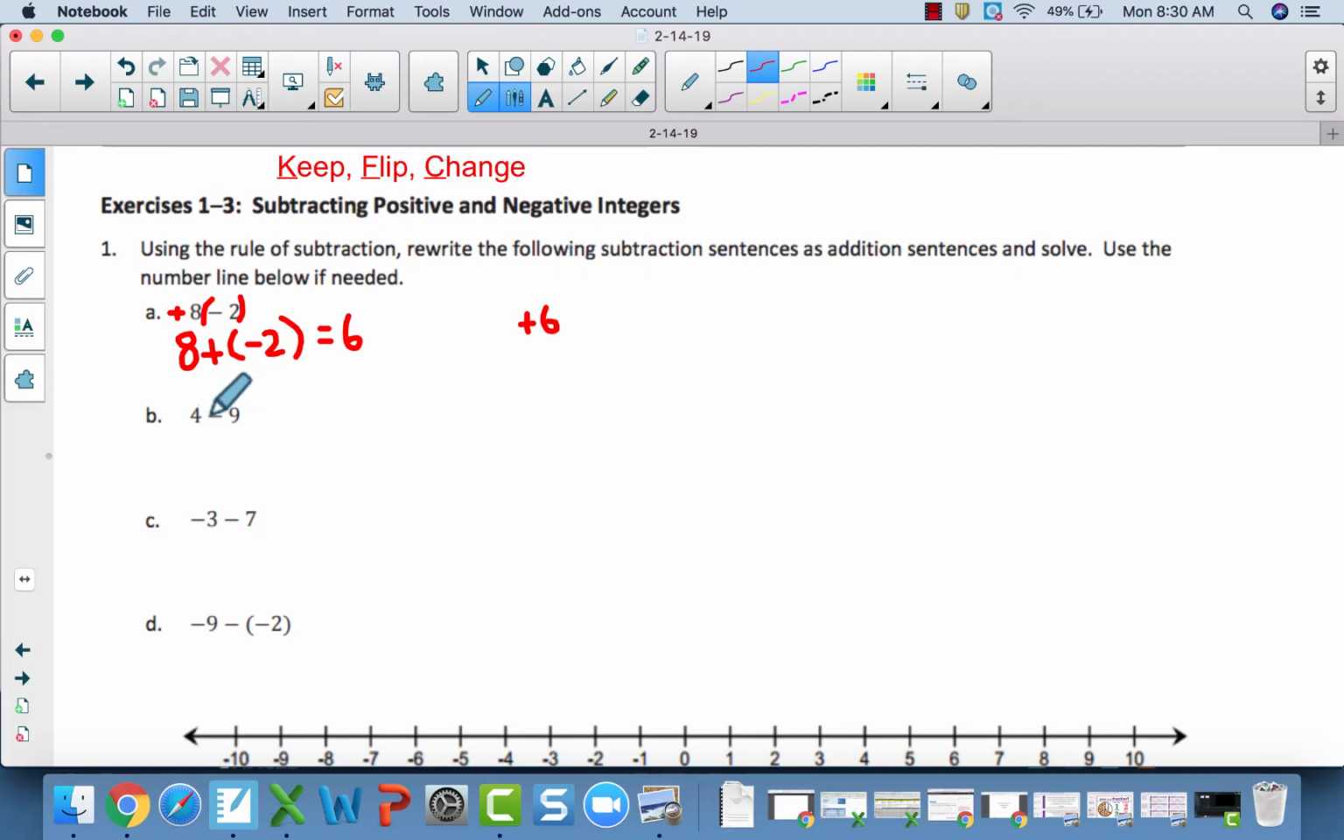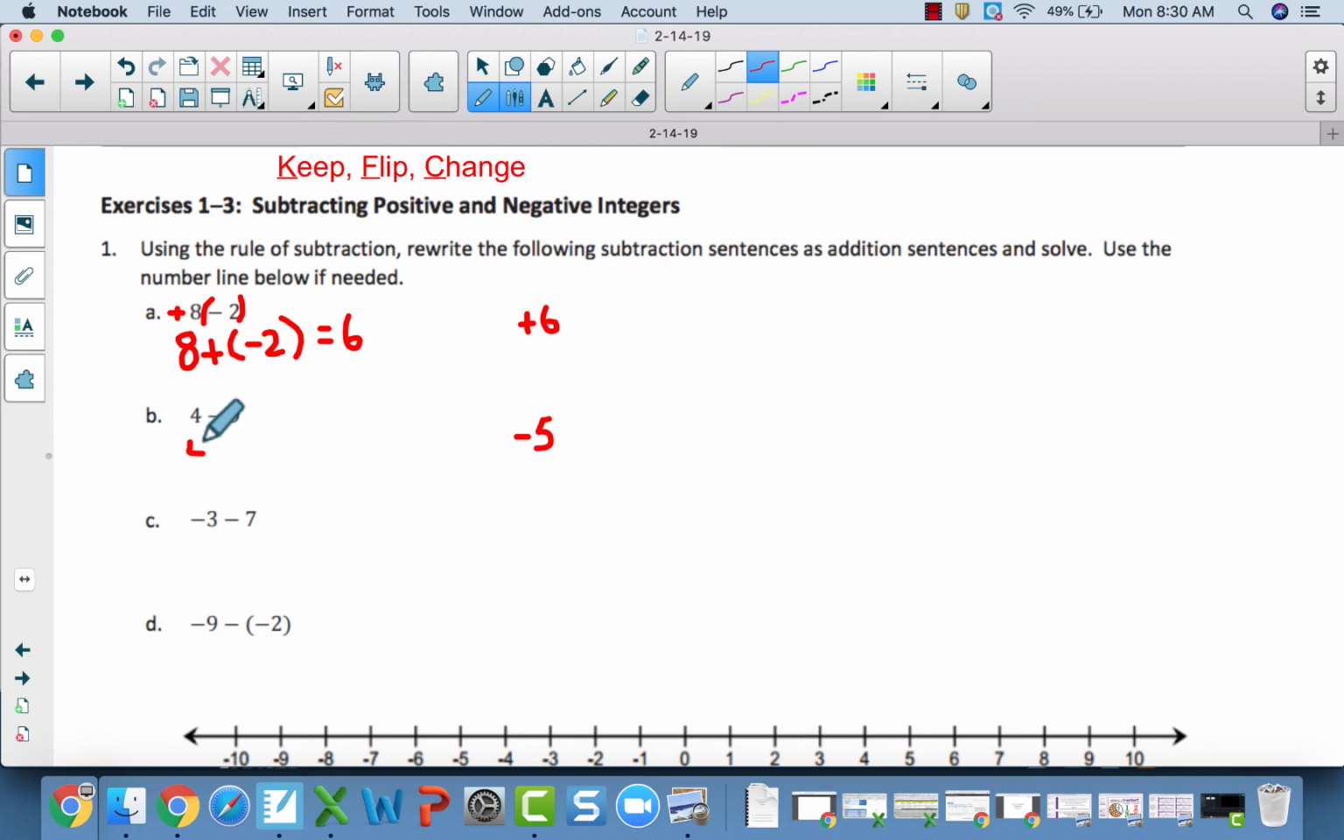Now, down here, if I want to apply that same strategy, I have 4 positives and 9 negatives. I know my negatives are going to win. They're stronger, and I have 5 more of them than I have for my positives. Now, if you just want to go forward and use the keep, flip, change method, we know here that 4 plus negative 9, we have different signs, so we need to subtract and find the difference, and then my negative has a greater absolute value. So that's what's resulting in the -5.